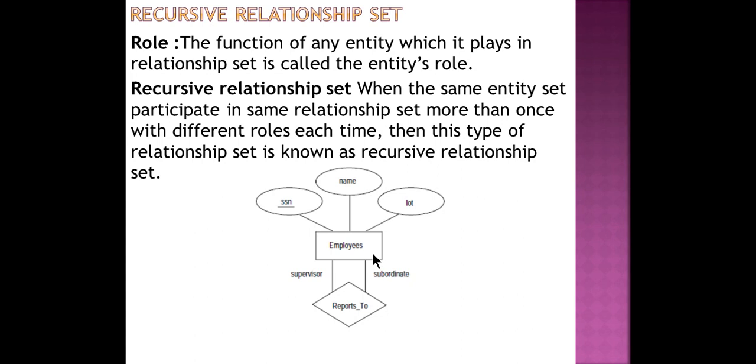Both of them belong to the same employee entity set, but they have different roles. So subordinate and supervisor, these are known as the role of the employee. The function of any entity which it plays in the relationship set is called the entity's role. So in this, some of the employees act as a subordinate, some of the employees act as supervisor. So the same entity set employee is participating in the relationship set. This is called as your recursive relationship set.